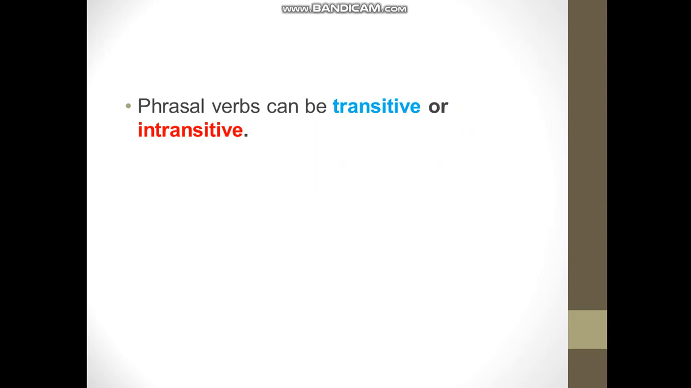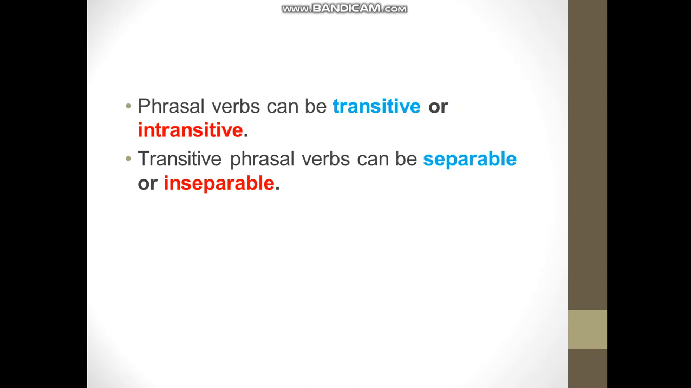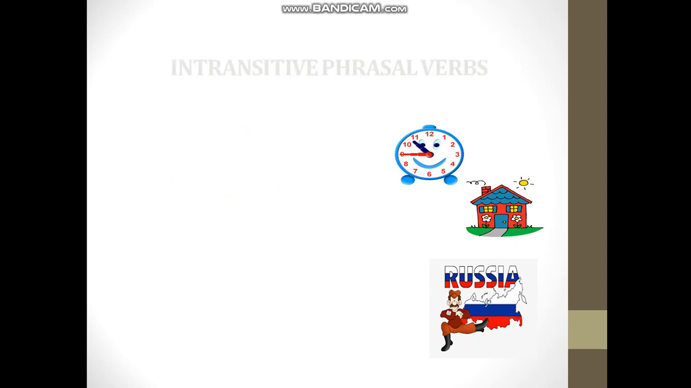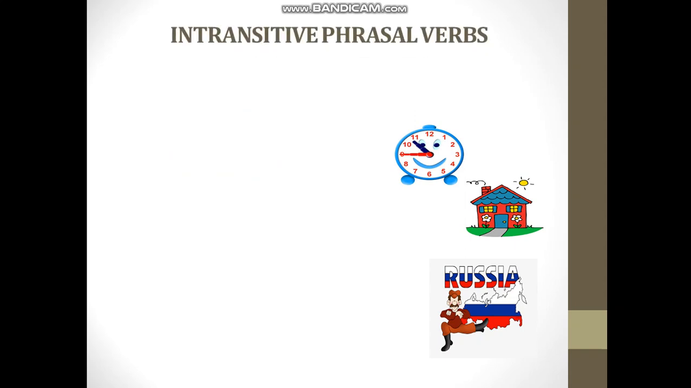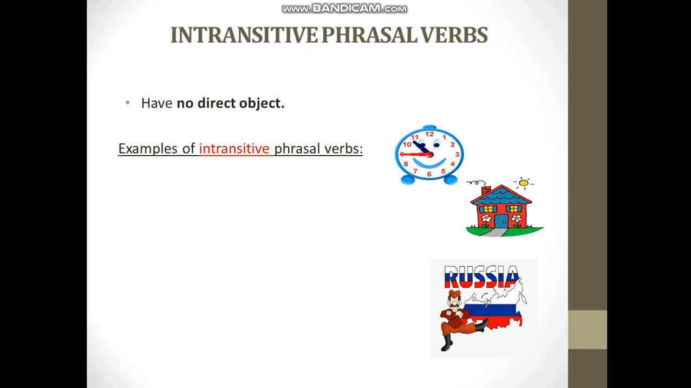Phrasal verbs can be transitive or intransitive. Transitive phrasal verbs can be separable or inseparable. Intransitive phrasal verbs have no direct object. Let's see some examples.